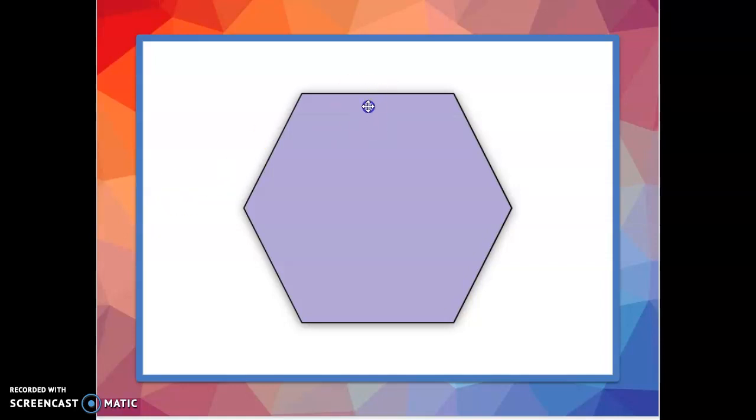It has 6 sides in a hexagon. Count them with me. 1, 2, 3, 4, 5, 6. It also has 6 vertices or corners. That's where 2 sides meet. 1, 2, 3, 4, 5, 6. So 6 sides and 6 corners on a hexagon.